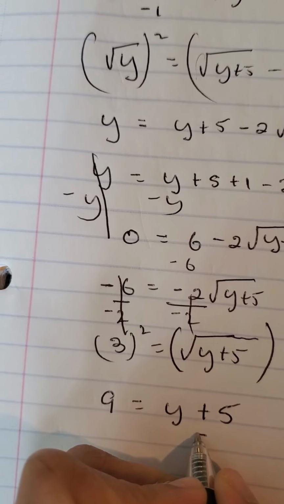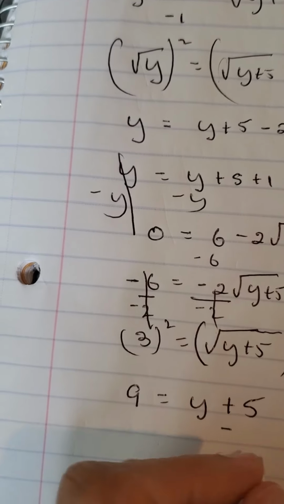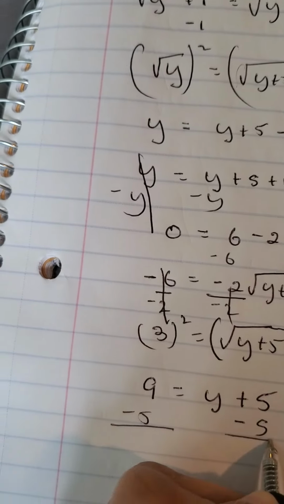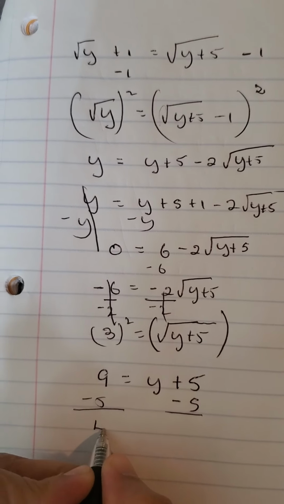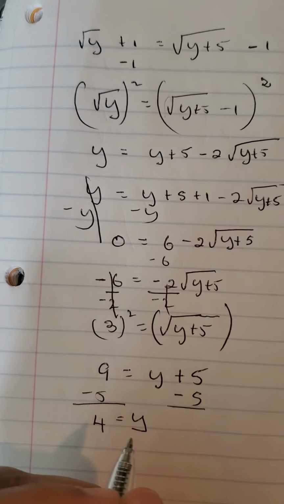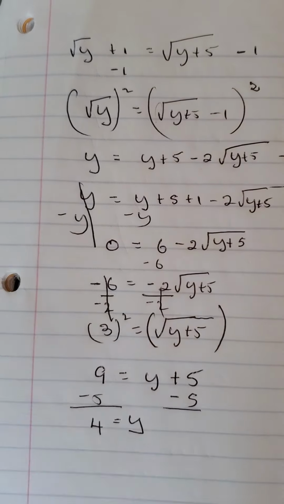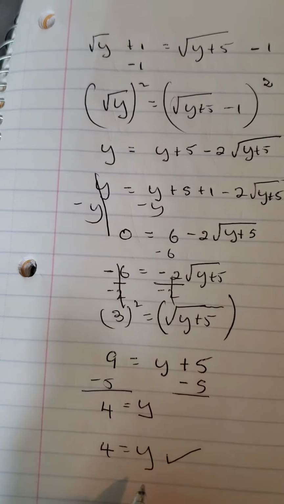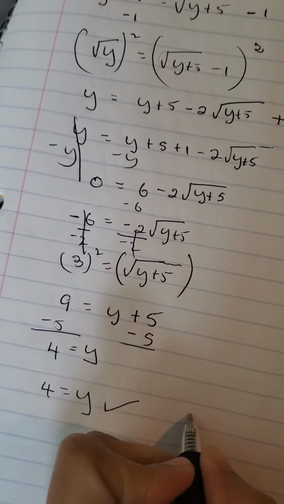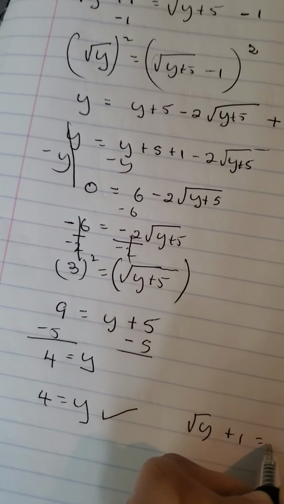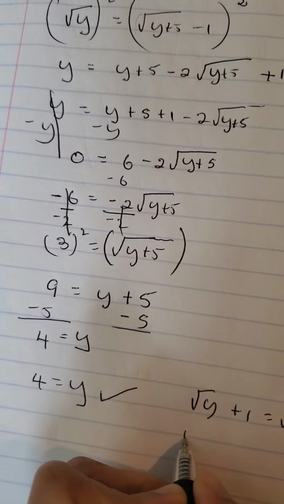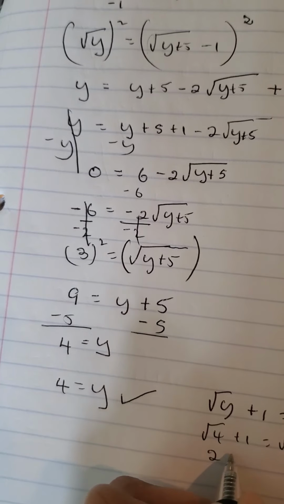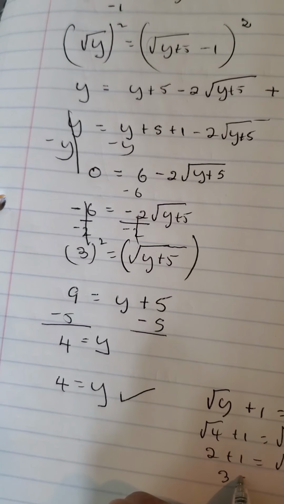Subtract 5 from both sides. So we have y equal to 4, and let's check to see if 4 is a solution. Let's plug it back into our original expression, which says the square root of y plus 1 is equal to the square root of y plus 5. That's the square root of 4 plus 1 equals the square root of 4 plus 5. So we have 2 plus 1 equals the square root of 9, which is 3. So 3 equals 3.